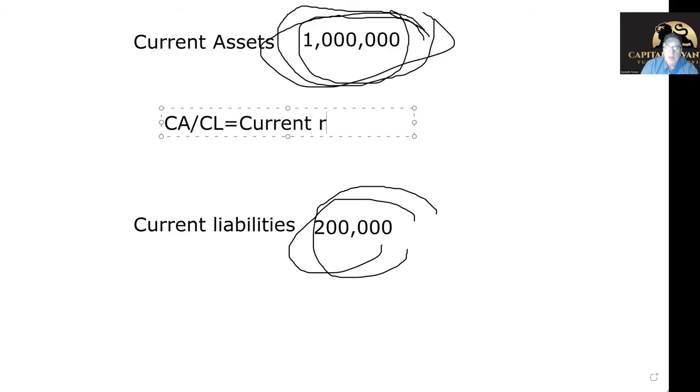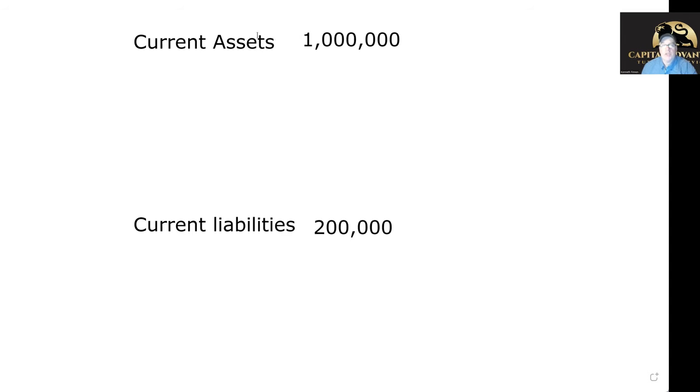Now, if they ask for the quick ratio, inventory and cash are part of current assets. So quick ratio is literally current assets minus inventory over the current liabilities. It's the same thing, except they don't count inventory as part of this. Now, working capital is just as easy. It's current assets minus current liabilities. It's kind of like telling us how much money we have to work with, okay? So our working capital here would be 800,000.